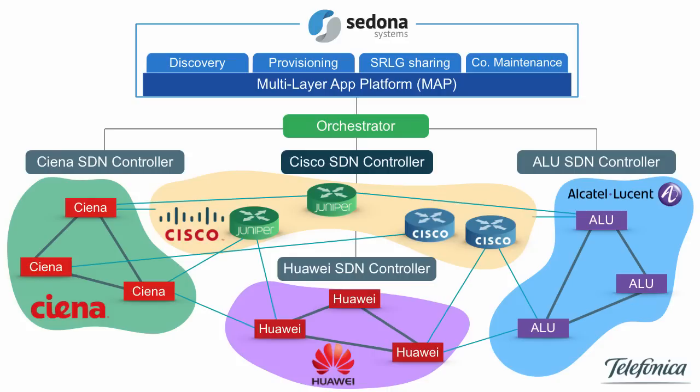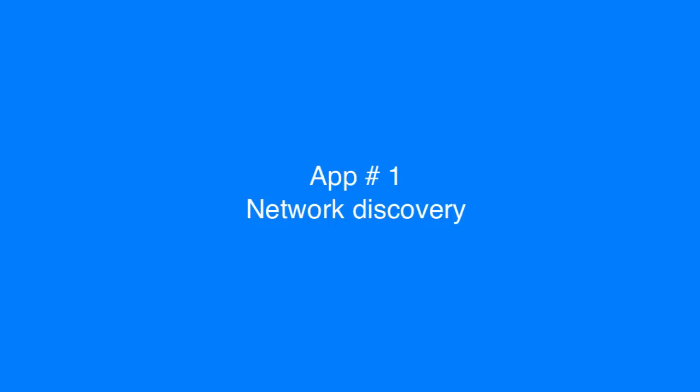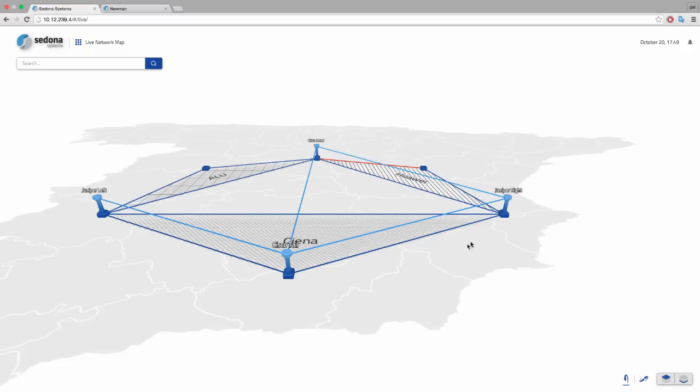This is a live demo from Telefonica's lab where we control gear from multiple vendors using our multi-layer control platform. We're going to demonstrate different applications that cover different aspects of the life cycle of the network. Let's start by network discovery and viewing what we have in the network.